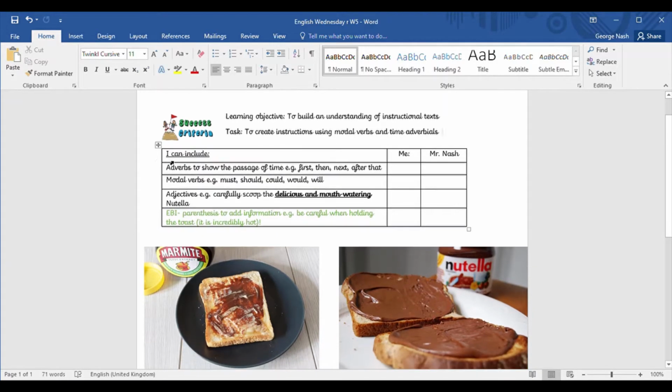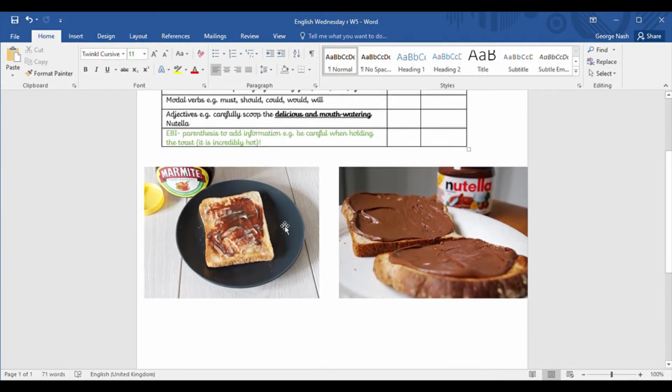Now, adverbs to show the passage of time. I've mentioned these before. First, then, next, after that. Modal verbs are those really bossy verbs. Must, should, could, would, will. Okay, these are the sort of things we either tell people off or we're being really bossy when we say these things. Adjectives, carefully scoop the delicious and mouth-watering Nutella. And parenthesis to add information. Be careful when holding the toast. Parenthesis, it is incredibly hot.